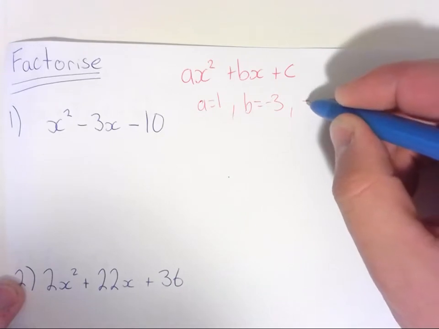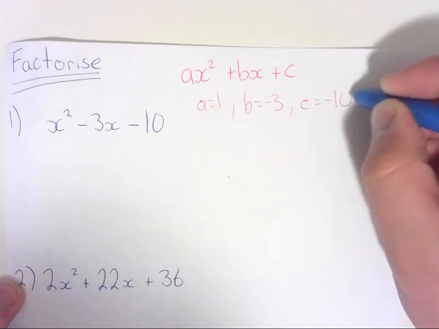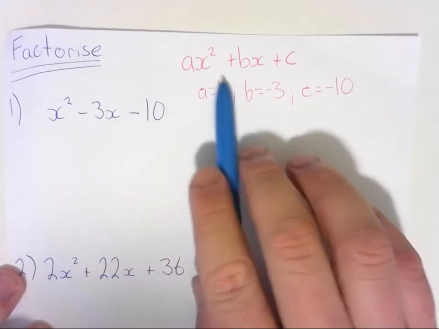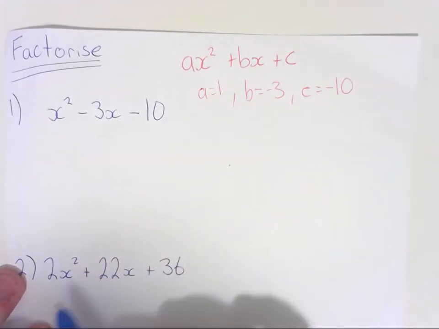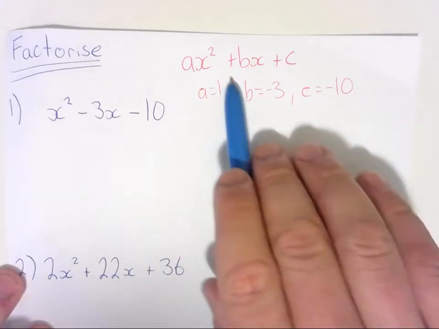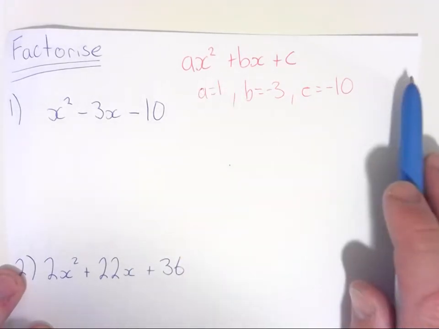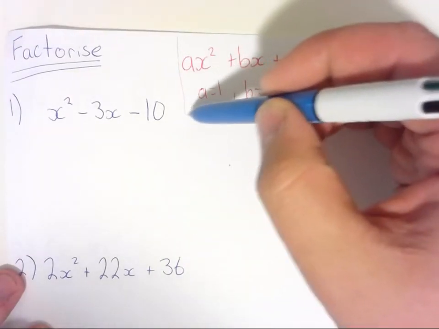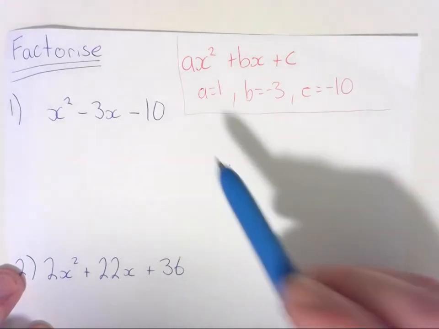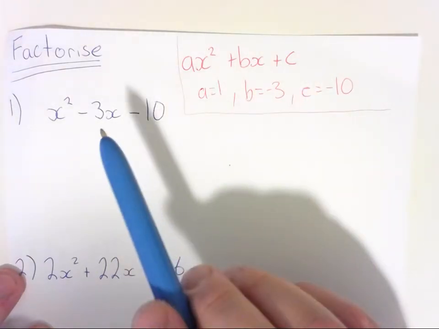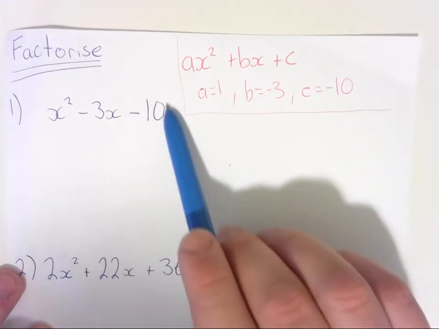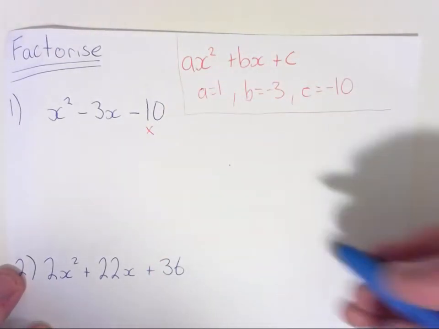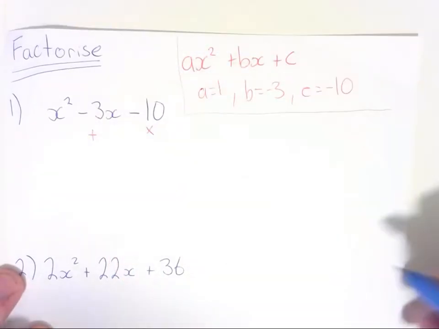Now, in order to factorise in the way I'm about to, we need a to equal 1. In my next example that doesn't happen, and I'll show you what we need to do. But we always want this a value equal to 1 here. The first thing we need to start with is to find two numbers. Those two numbers need to multiply to equal -10, and they need to add to equal -3.